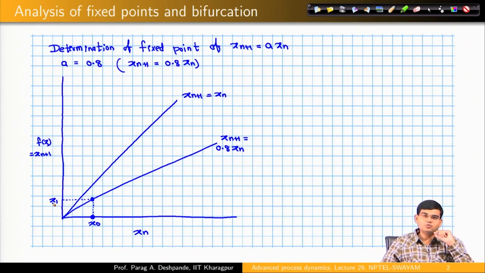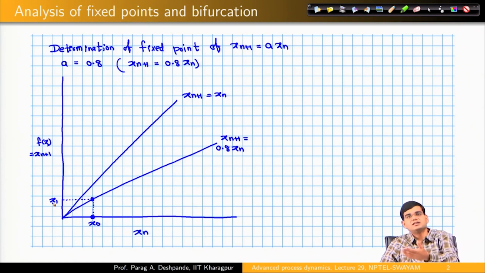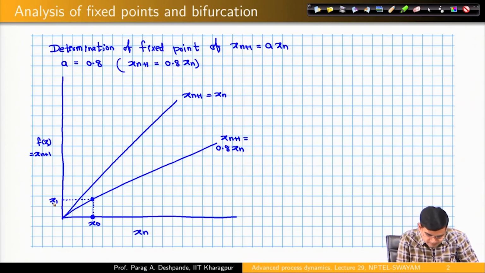But how do I evolve my system? My system evolves by now considering x n plus 1 as x n. Remember the Excel sheet that we used in the previous lecture, we set x n same as x n plus 1. So, this is an adaptive process, the previous becomes the new one, right. So, therefore, x 1 is here.